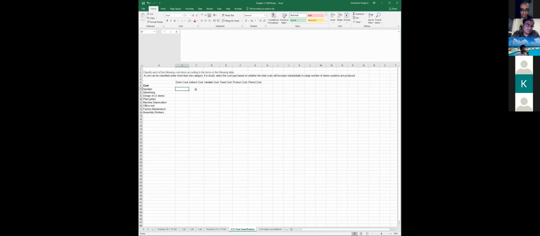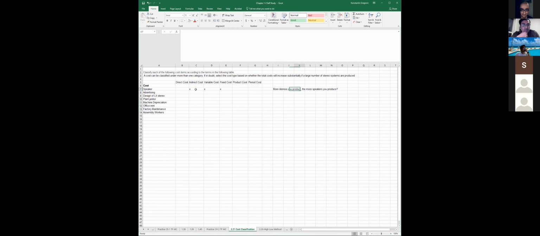So for the speaker, is that a direct cost or indirect cost? Indirect cost. Is that a variable cost or a fixed cost, the speaker? Fixed cost. Both. Think it's fixed? Yeah, both. Variable? Because the more stereos you produce, aren't you going to have a speaker for each of your stereos? It's not like you can have a fixed pool of speakers. Doesn't it increase as your stereo systems increase? The more stereos you produce, the more speakers you produce, right?